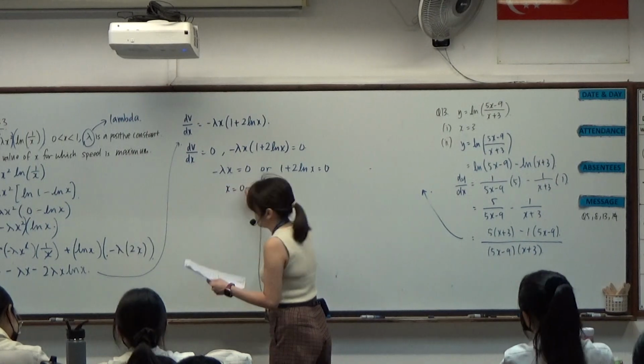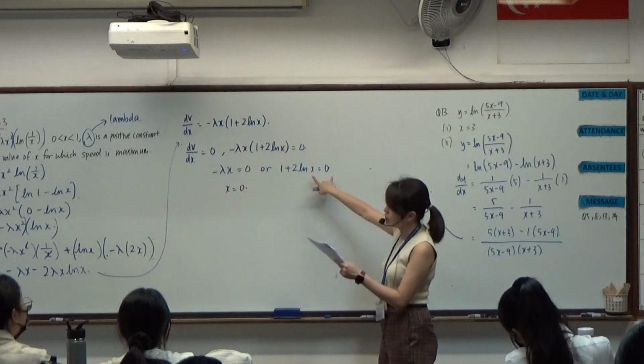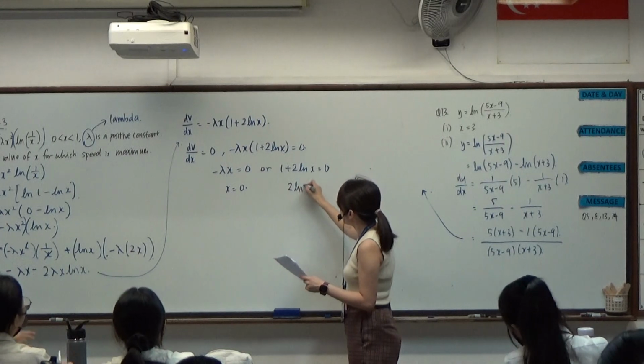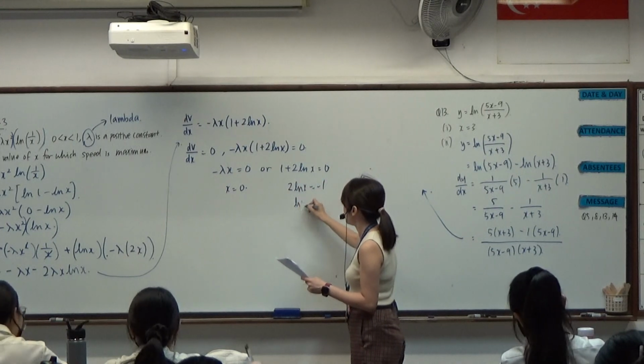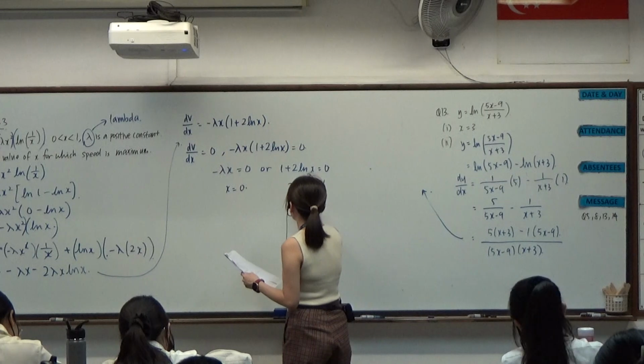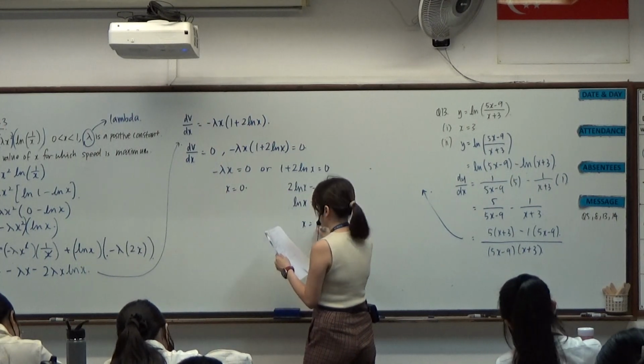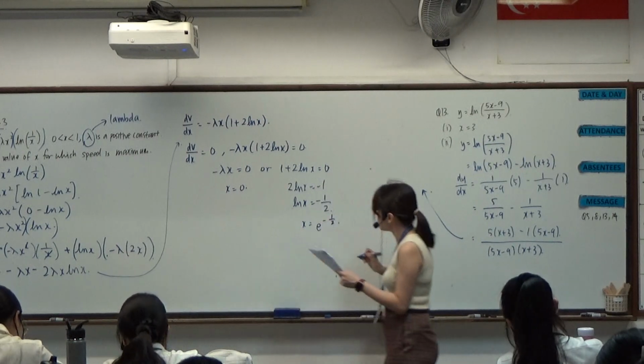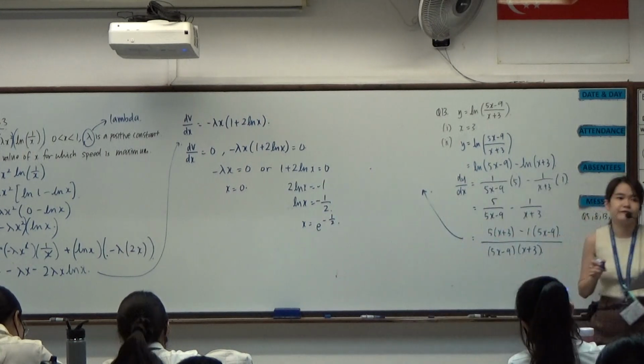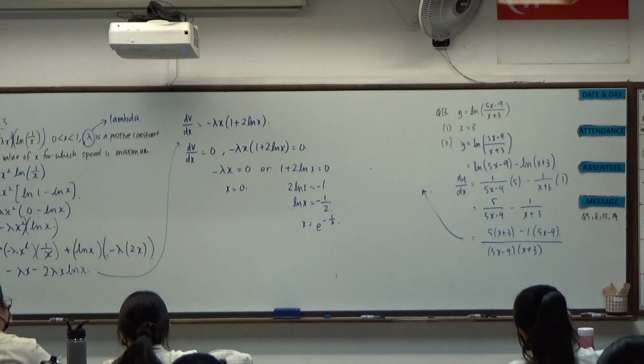And this solves to become x equals 0, while this solves to give us ln x equals negative half, and x is equal to e to the power of negative half.